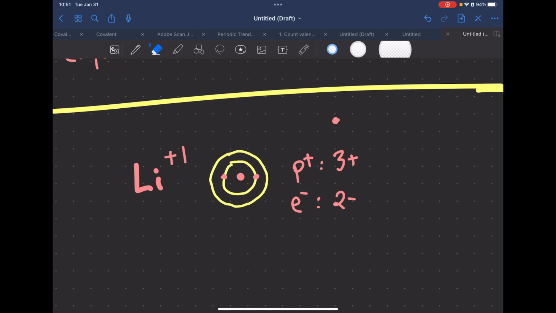And by the way, when I take away this electron, that goes away. And that is ionization. That's ionization energy. The amount of energy required to do that, to pull away that electron, that's ionization energy back from periodic trends.